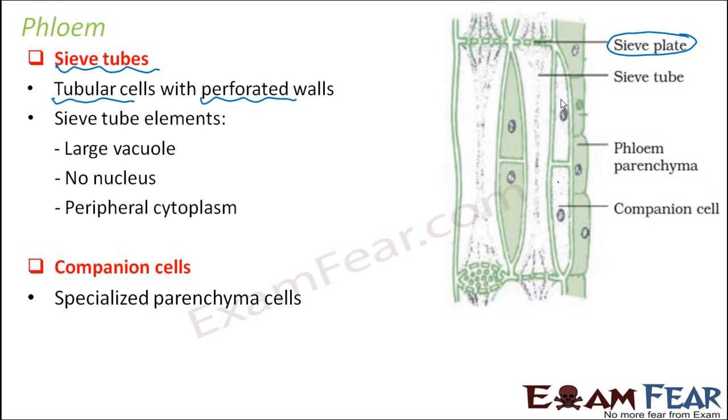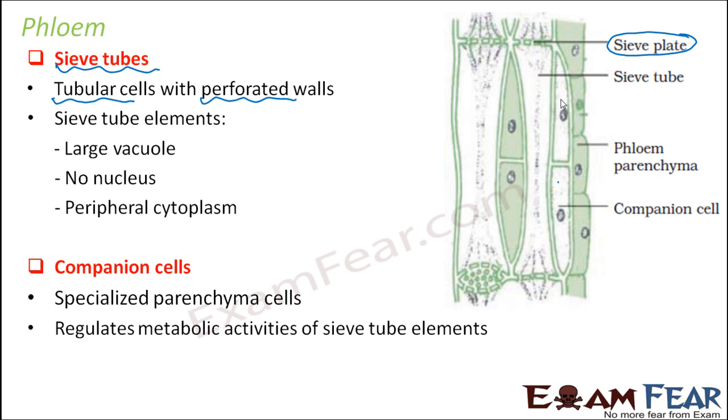As when we were discussing parenchyma, I mentioned that they are the basic packing tissue which are unspecialized. Unspecialized in the sense they can perform a variety of functions. So here, a set of parenchyma cells are specialized, and that is why they are given a different name called companion cells. So what do they do? They basically regulate the metabolic activities of the sieve tube elements, and that is why they are called companion cells, because they help in all the activities of the sieve tube elements, because these are all living cells we are talking about. So metabolism will take place inside these cells.